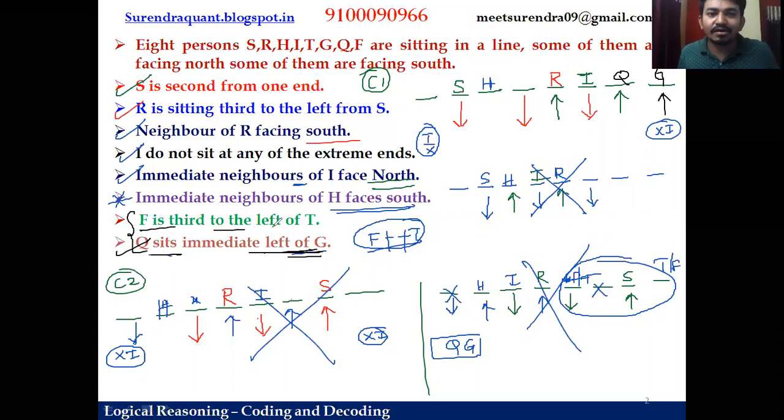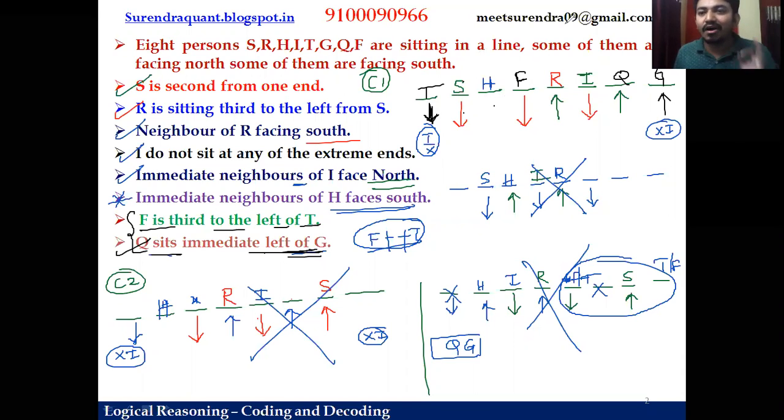Now F is third to left of T. In case you place T here, obviously this has to be the F position. But in this diagram, this is right of T because T is facing south, right? First right, second right, third right. But the clue says third left. That means our assumption is again wrong. This is not T. So this is T and this is F. Now to satisfy that F is third left of T, T has to face towards the south direction, so that this becomes first left, second left, and third left.